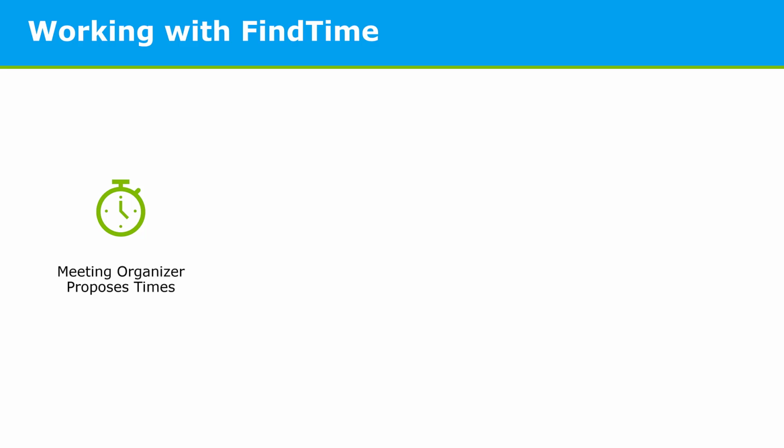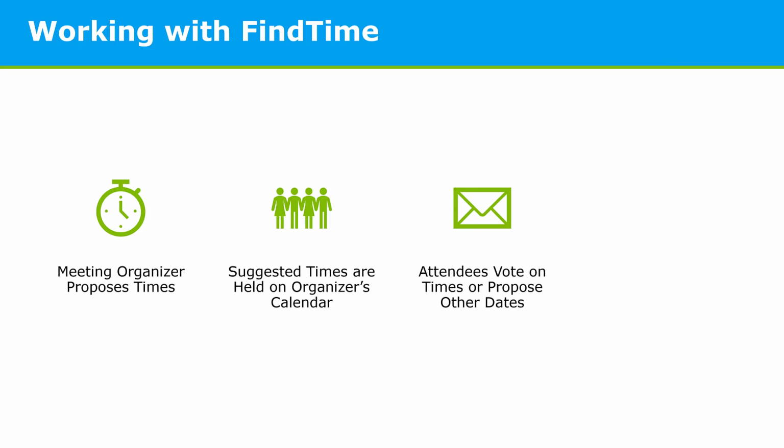With FindTime, you propose a few initial times. Those times are held on your calendar, and then people vote on the times that work for them. Now, if none of the proposed times work, the attendees can suggest additional times to vote on for the meeting. Once a time is found that works for everyone, FindTime schedules the meeting in your calendar, saving you lots of time.